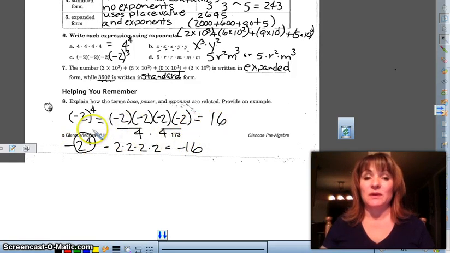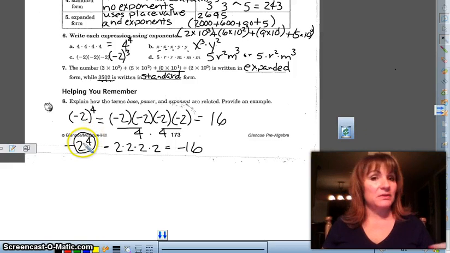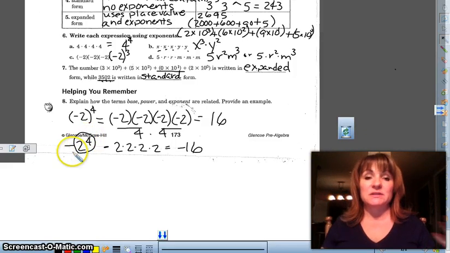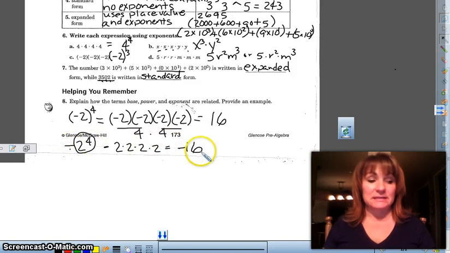You got a positive when you had the parentheses because you are multiplying the negative number 4 times. Here, if there's no parentheses, it will see it as 2 raised to the 4th power, but the negative is not part of that. So it says it's the opposite of 2 to the fourth power, which would be negative 16.